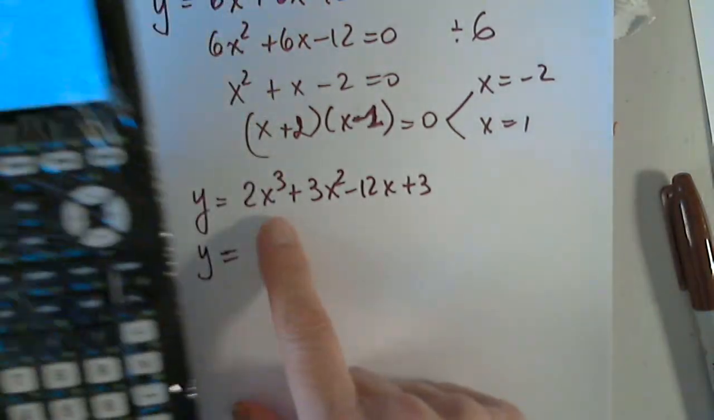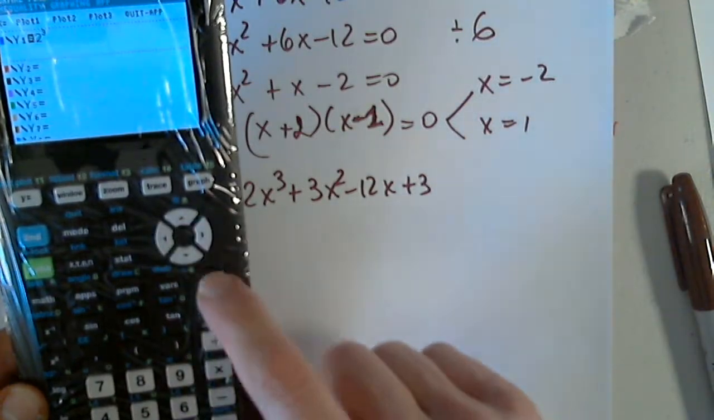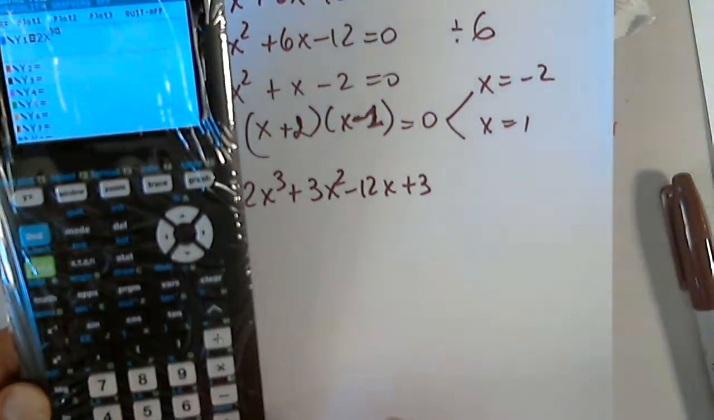That's what it is. So I have to punch in the function 2x to the third, 2x to the third.